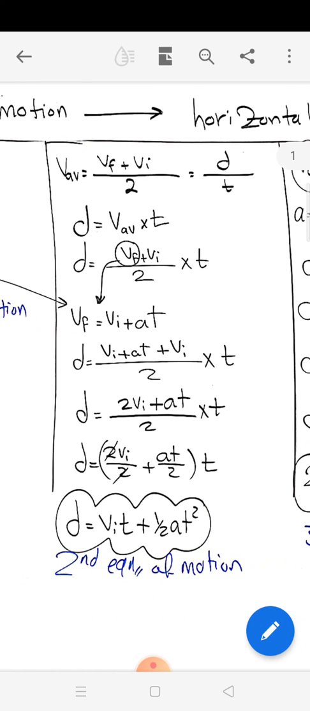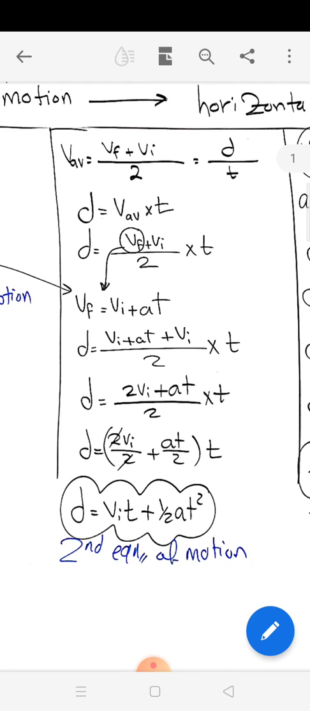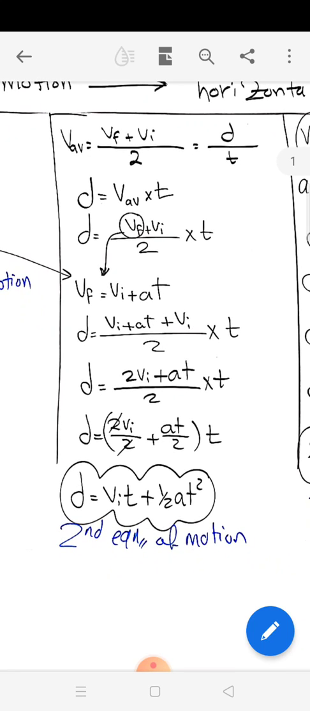Second equation, starting with the v average, it will equal v final plus v initial over 2, or equal to the total displacement over total time. And we know that the total displacement equals the v average times the time. By substituting the v average by v final plus v initial over 2, multiplied by the time, we get the displacement. Again, substitute the v final by v initial plus acceleration times time.